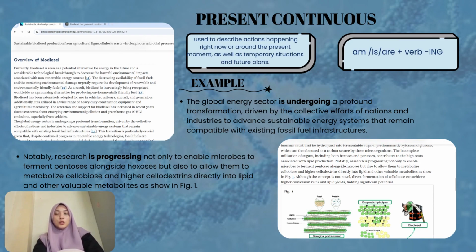Moving on to present continuous tense. The present continuous tense is used to describe action happening right now or action happening around the present moment and future plans. For the structure of this tense, subject plus am, is, are plus verb ing. For example, the global energy sector is undergoing a profound transformation.